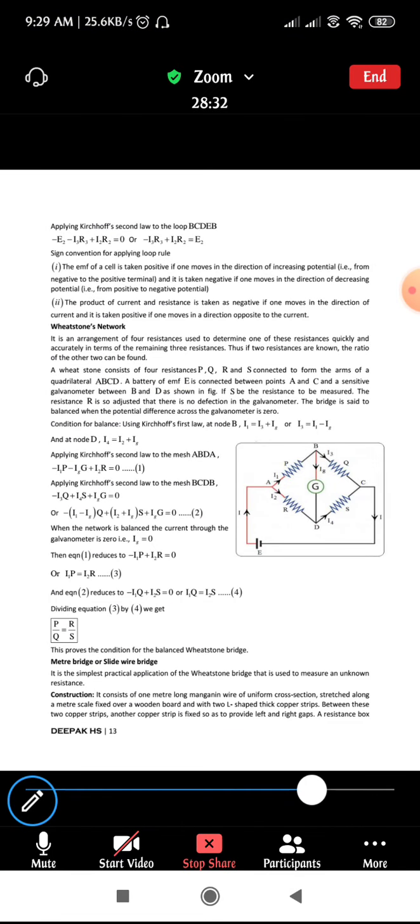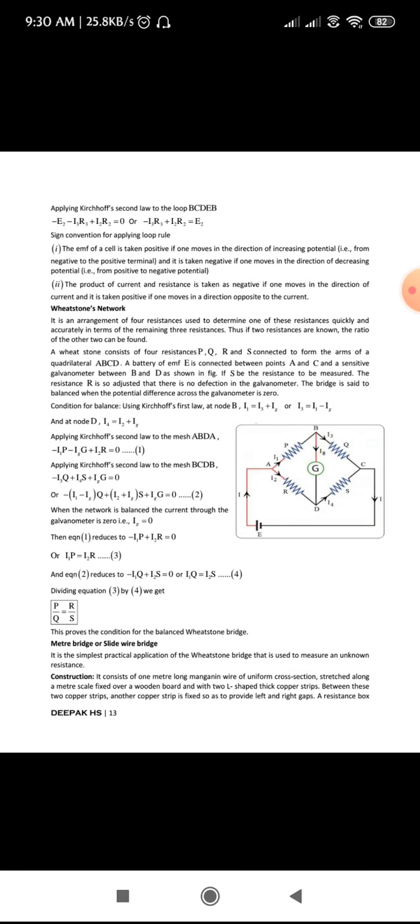So next, what happens if you apply Ig is equal to 0 to equation 2? If you apply Ig is equal to 0 to equation 2, the equation 2 reduces to minus I1Q plus I2S is equal to 0. Correct? Let me make it a little simpler.